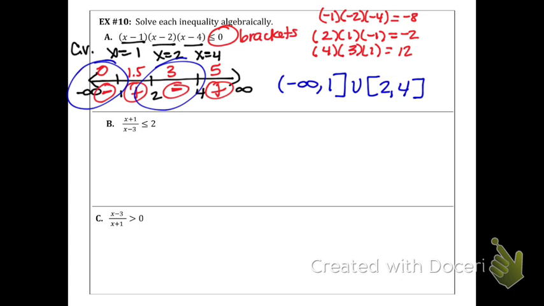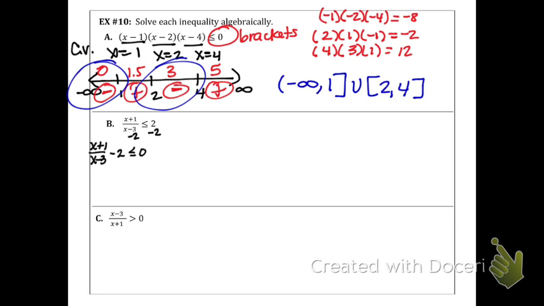All right, B now goes into a rational function, but be careful, it doesn't have a 0 on the other side, so we've got to make it have a 0. So we're going to move the 2 over. So we get x plus 1 over x minus 3 minus 2 less than or equal to 0.